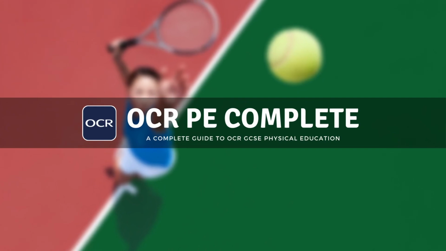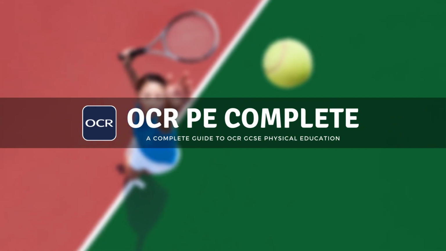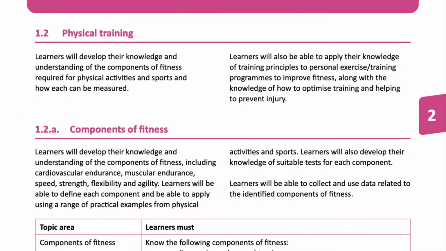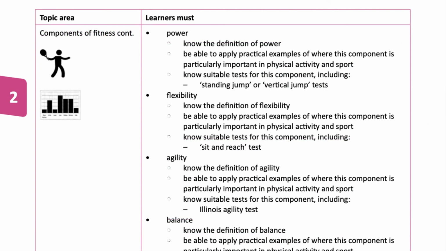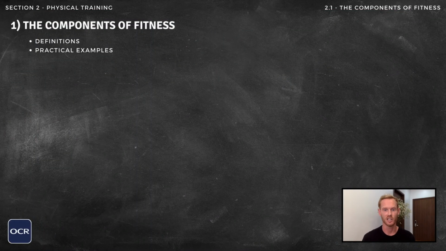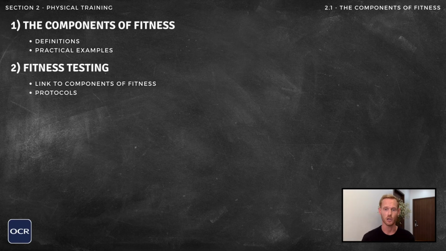Hello and welcome to another complete OCR GCSE PE lesson where you'll learn absolutely everything you need to know on topic 2.1, the components of fitness. As always, we'll be following the OCR syllabus exactly and we'll cover absolutely everything you need to know for your final exam. For topic 2.1, you need to know the definitions of each of the fitness components, including practical examples that demonstrate their importance and a suitable fitness test for each component.